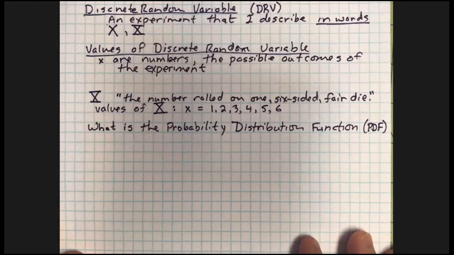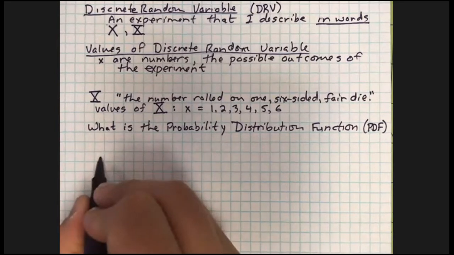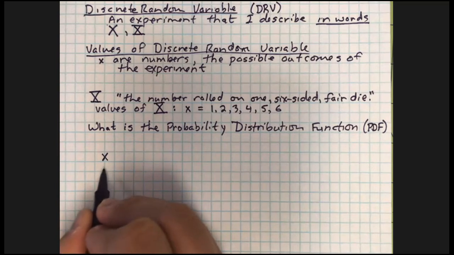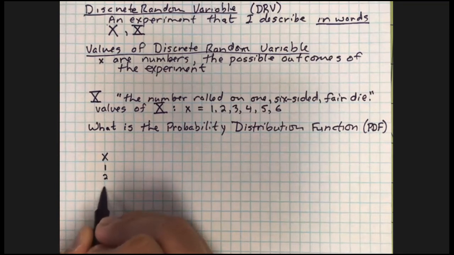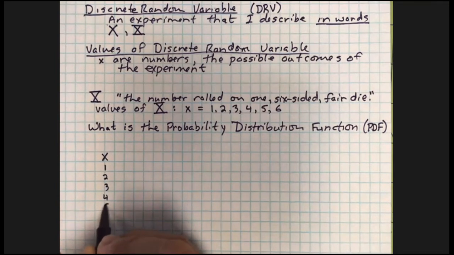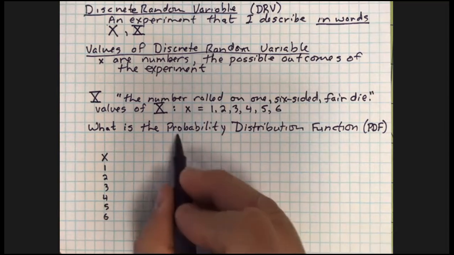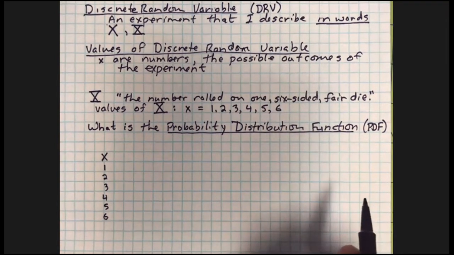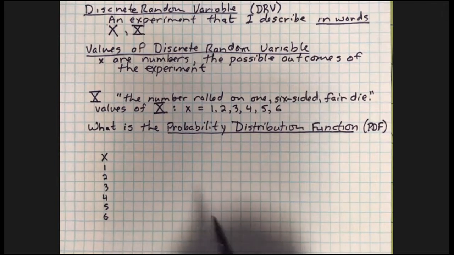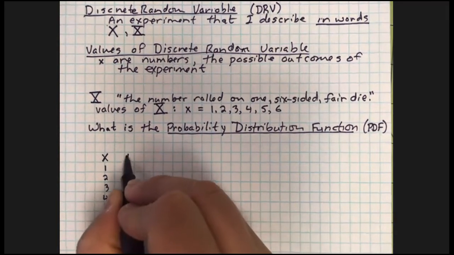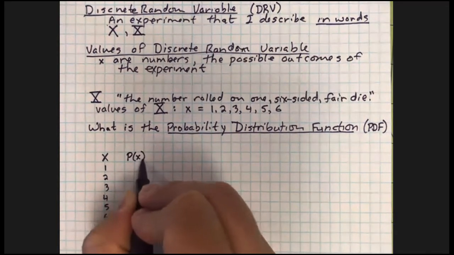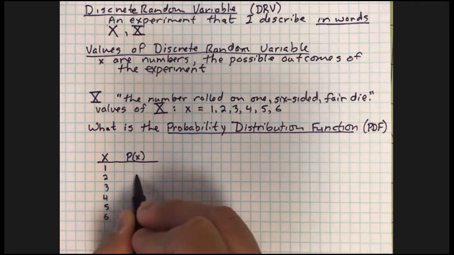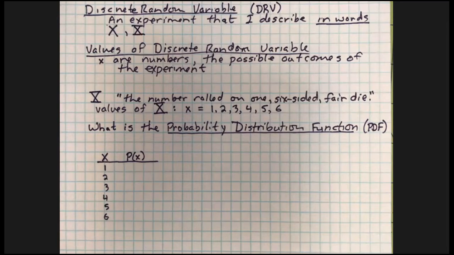But I want to show you that if you had to make the table by hand, you could, and you could use a calculator to back it up. So the values are 1, 2, 3, 4, 5, and 6. And the probability distribution function is nothing more. It sounds very fancy, but it's nothing more than the probabilities, the complete probabilities of this experiment.